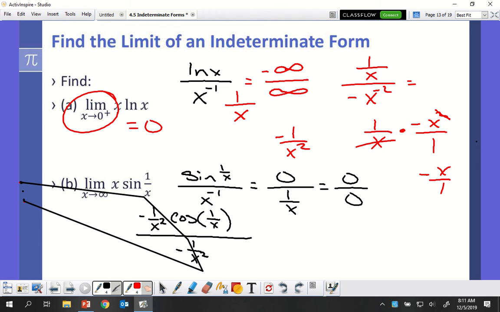Okay, so we're canceling them out, right? We're canceling those out. So now I have cosine of 1 over x. Now let's again take it to infinity. So now we can try and plug in. It's going to be 1 over infinity, which we said is going to be 0. And cosine at 0 is 1.